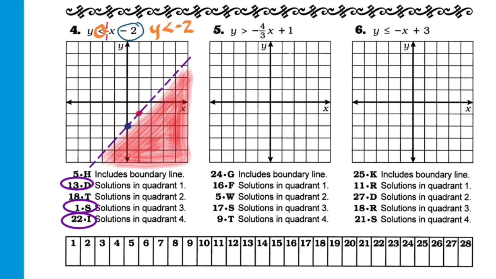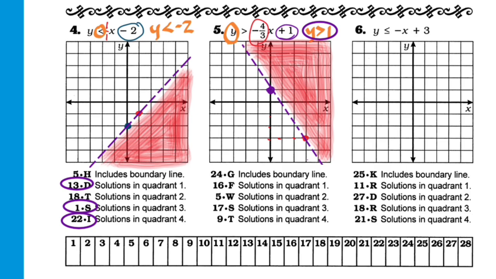Number 5, I start at 1. I have a negative slope, and it can also not be on this line, so I have to dash it again. And it's anything bigger than 1. It cannot be 1, but anything bigger. So notice I don't touch the line with my shading.